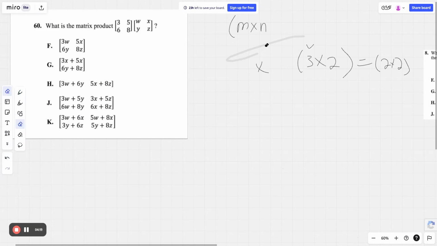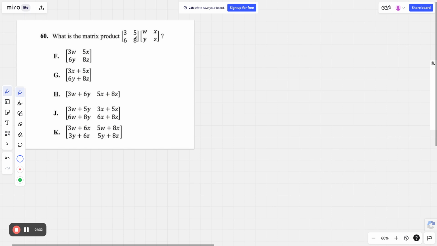So we're going to move on to question 60 here. The question asks, what is the product of this equation? Essentially, what we want to think about here is rows versus columns. Every time you approach a matrix question, the first thing you want to do is look at the notation. You want to write the notation down, 2 by 2, 2 by 2, and realize that our answer will be in the form of a 2 by 2.